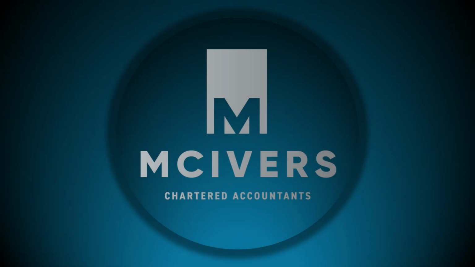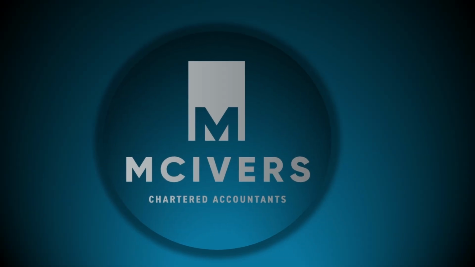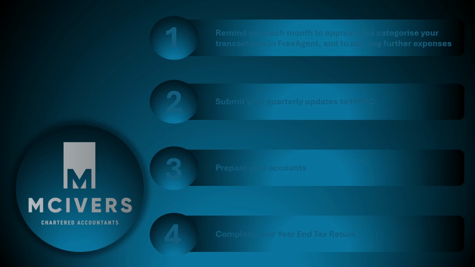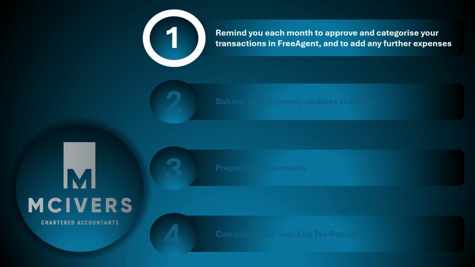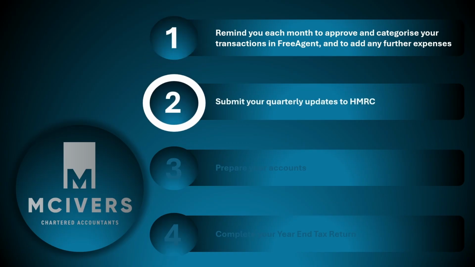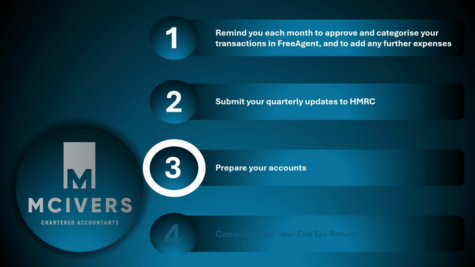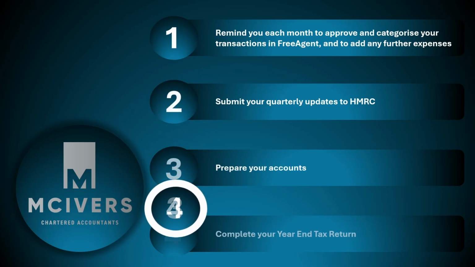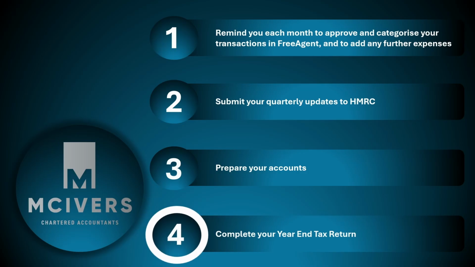McIvers will be on hand to support you. We will remind you each month to approve and categorize your transactions in Free Agent, and to add any further expenses. We will submit your quarterly updates to HMRC. We will prepare your accounts and complete your year-end tax return.